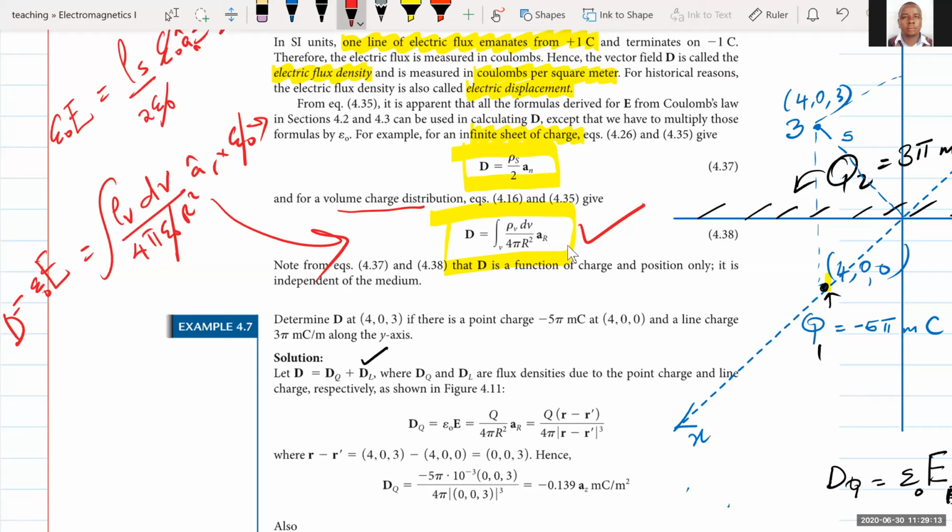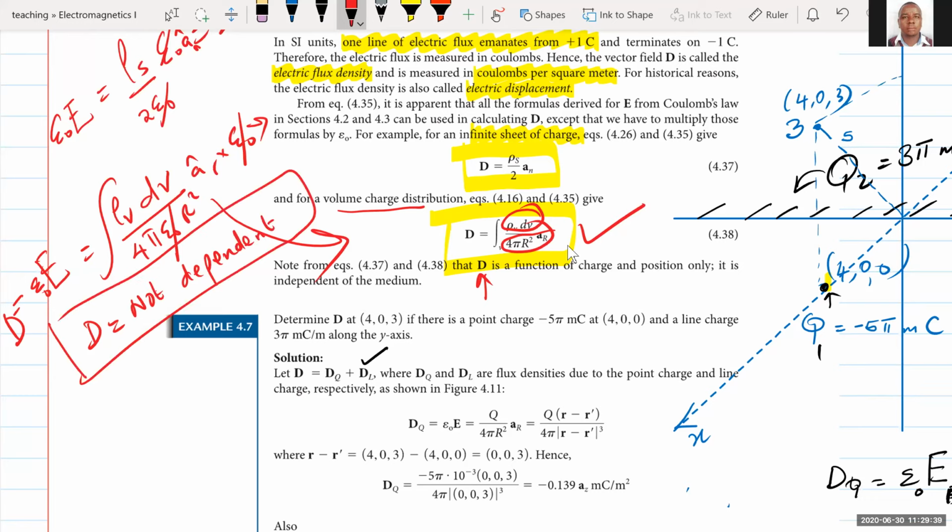And what we now observe is that D is a function of charge, which is obtained by this, and position, which is obtained by this only. And that is what we said, that D is no longer dependent on the medium through which the flux is flowing. That is a very important parameter that we have just developed right there. So that serves as an introduction to electric flux density and how we can get electric flux density from the formulas that we developed for electric field intensity. I think that is a sufficient introduction.